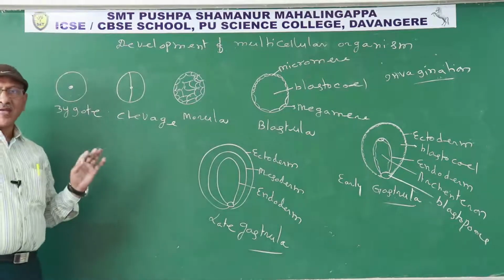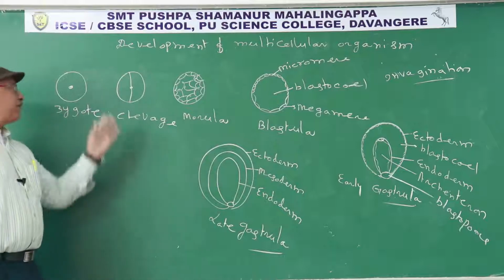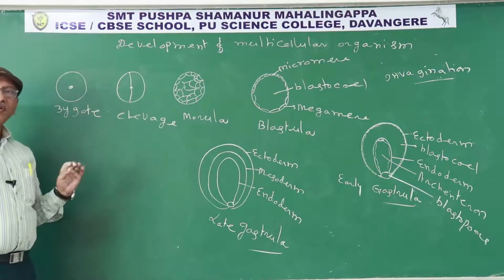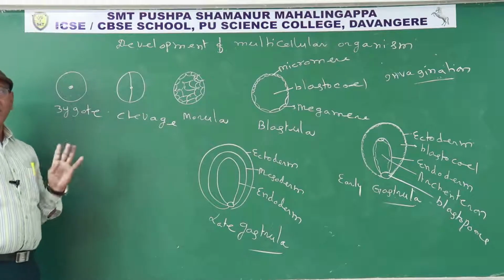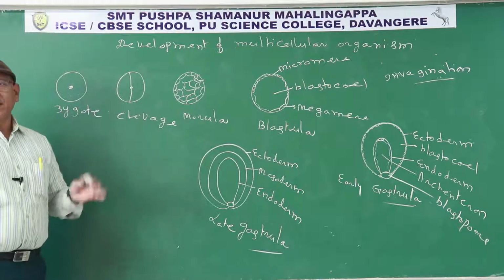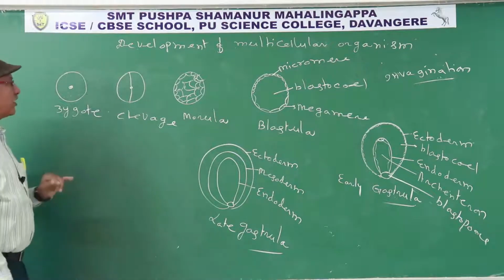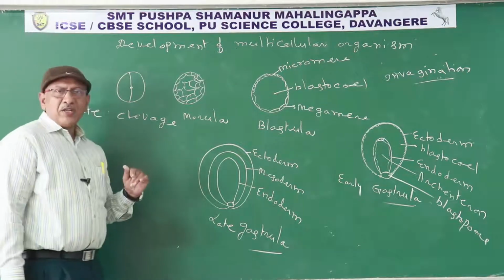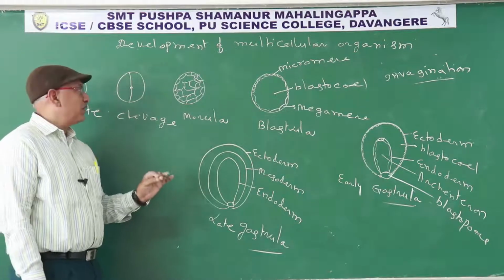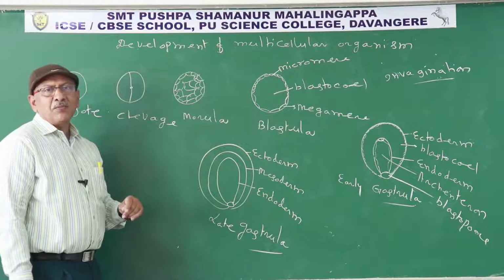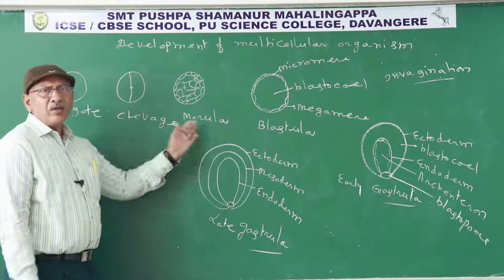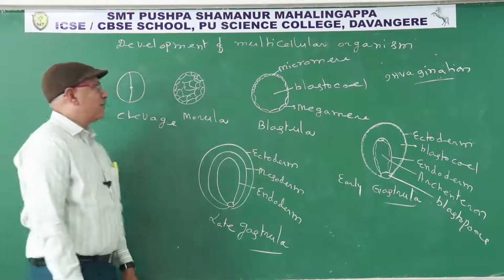Development of multicellular organism. All multicellular animals begin their life as a single-celled zygote. Zygote is formed due to union of male and female gametes. So zygote undergoes cleavage. Division of the zygote is known as cleavage. After repeated cleavages, the mass of cells appears as a solid ball-like structure known as morula. Morula is the first developmental stage.